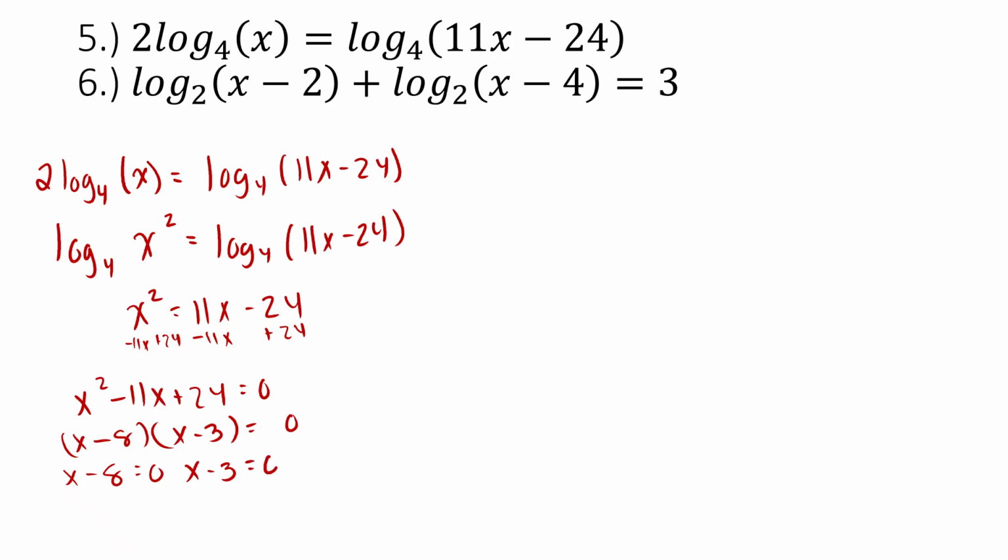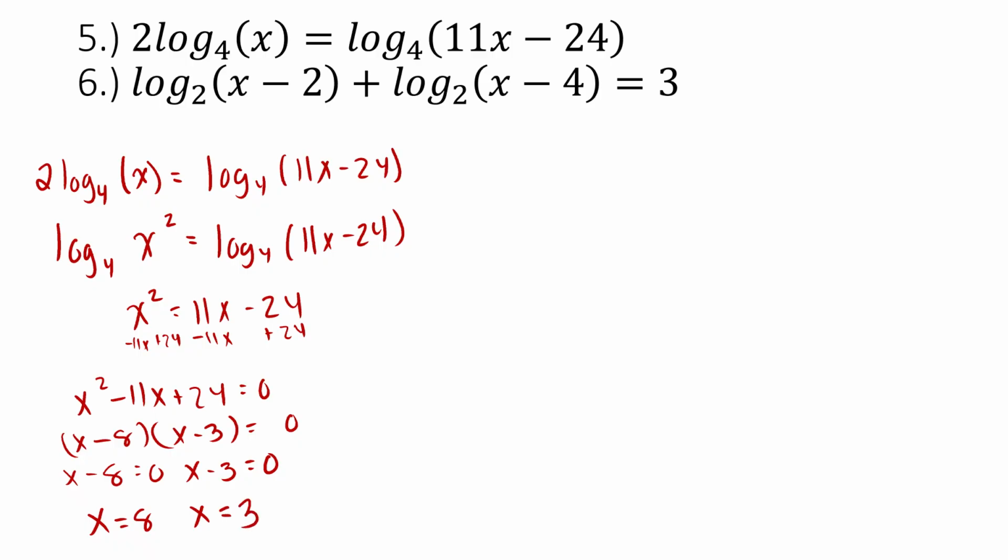Using the zero product property, two things multiplied together, the product is 0. Well, one of those has to be 0, so we get x minus 8 is equal to 0. Add 8 to both sides, and we get x is equal to 8. And x minus 3 equals 0, so add 3 to both sides, and we get x is equal to 3.